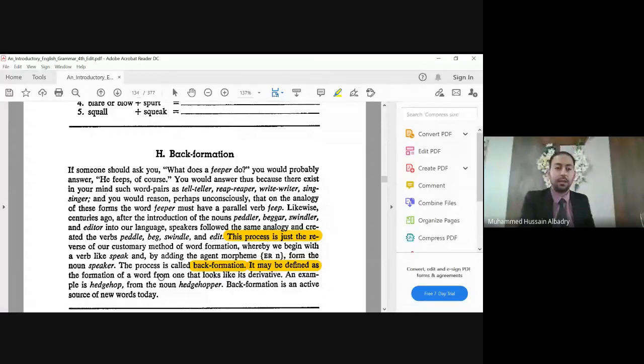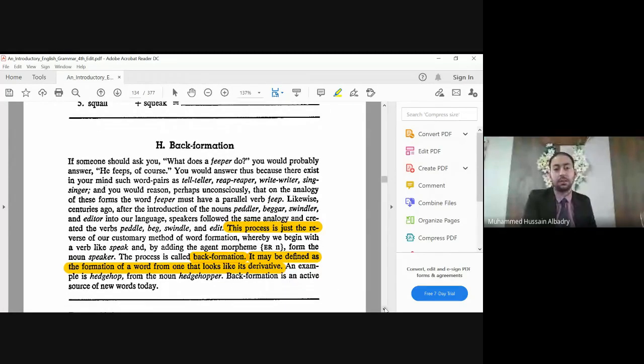This is a definition, and above it is another definition, both two definitions. Here he explains it to you. This is an explanation, this is just a definition. May be defined as the formation of a word from one that looks like its derivative. How? For example, here we have the reverse. We reverse. When we have, for example, teacher or speaker, we have speak. An example is hedgehop from the noun hedgehopper. Back formation is an active source of new words.